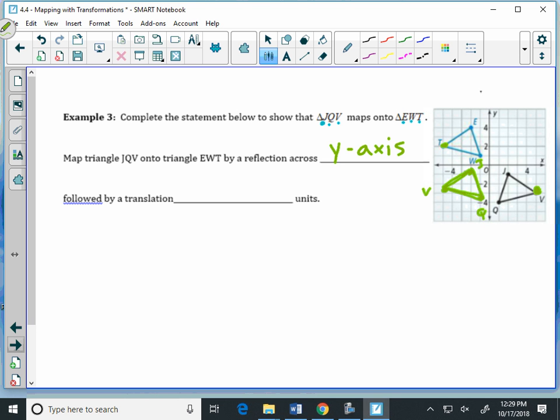Do we have to move left or right at all to get these points to map up? No. Which direction do we just have to move? Up. How many units up are we moving? 5. We move each one up 1, 2, 3, 4, 5. V mapped up with T, that's what we wanted. J mapped up with E, that's what we wanted. And Q mapped up with W, that's what we wanted. So we would just say translation up 5.